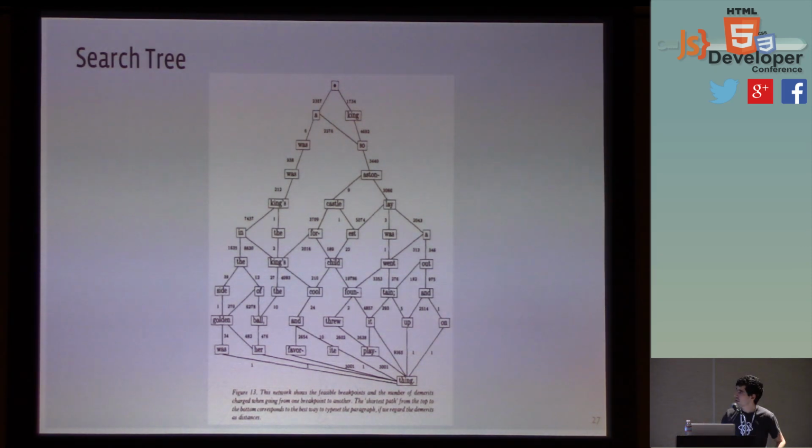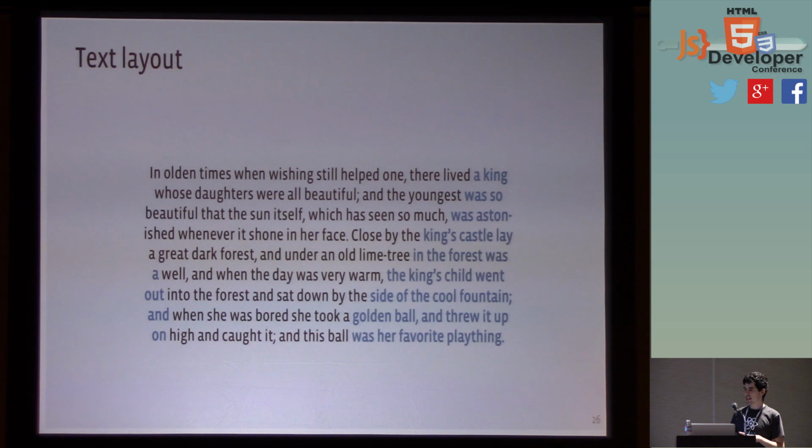So you start at the first line, and you can either break at A or at king. And if you break at A, you can break at was, and you can break at so, and etc. And for each of those transitions, we're going to assign a score. So if we break at A, then we're going to have that many pixels that are white space. If we break at king, we're going to have less of them. And we can give a score for them.